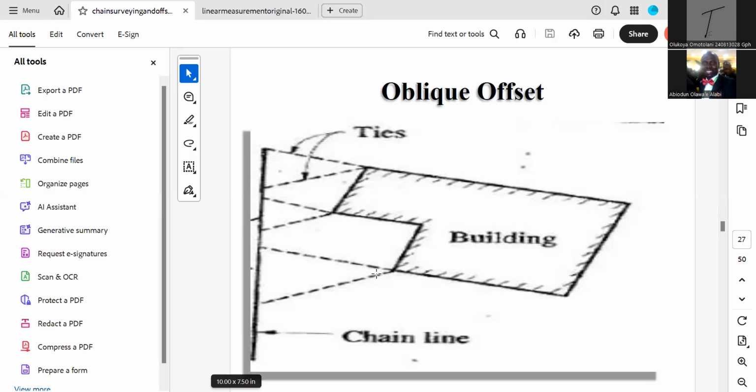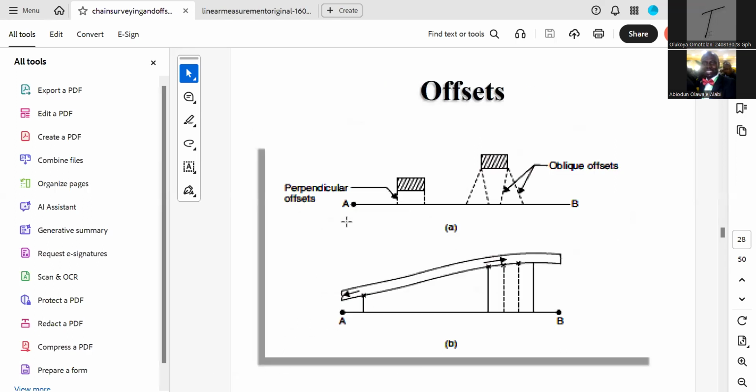And it's always from the features to the what? The chain line or the main survey line. So can you see this line? What I called this line earlier on, they are tie lines. Can you see? They are tie lines. This is an oblique offsetting that is used to locate the interior detail, which is the building. So oblique offset: this is the main survey line or the chain line.